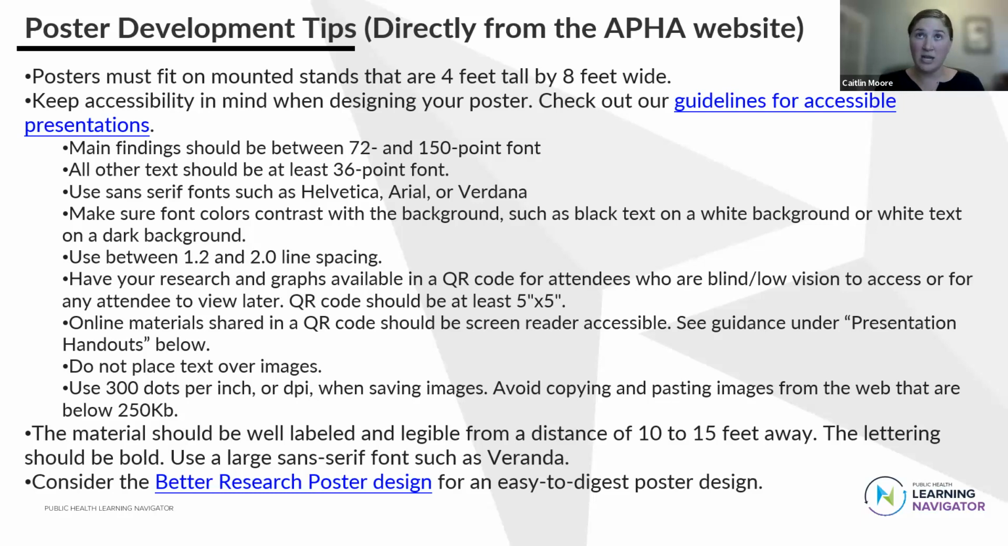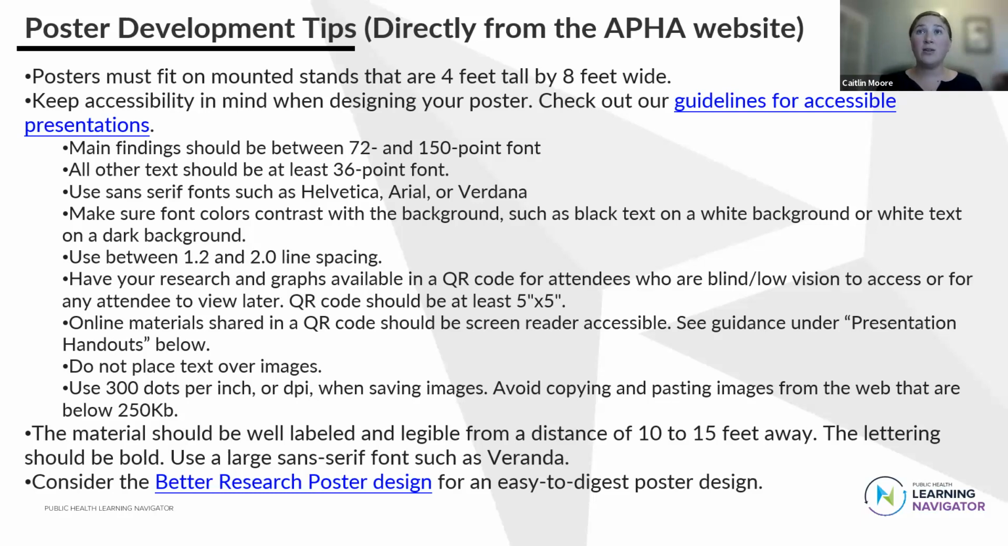accessibility in a poster session, which is that your main findings need to be about 72 to 150 point font. I know it's going to look very large when you're designing it, but it will be very appropriate when you actually print it out. All other text should be at least 36 point font. Make sure to use a legible font such as Helvetica, Arial, or Verdana. So think about the font that you're using, make sure it's not too smushed so that people can't actually see it from a distance.